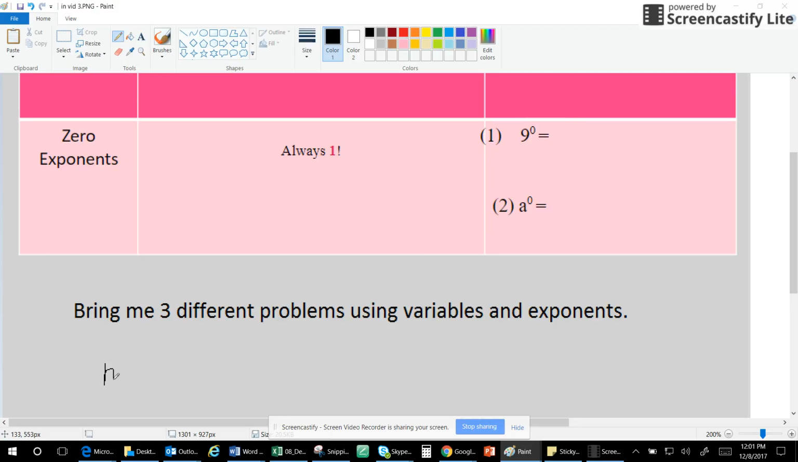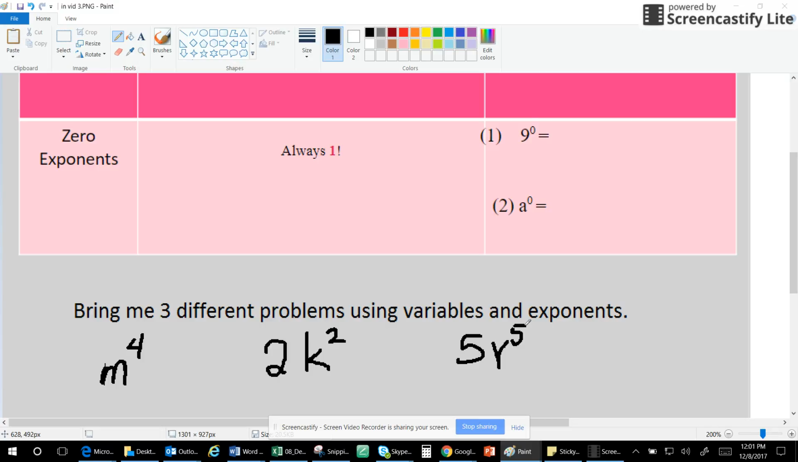M to the 4th. Or you could bring me something like 2k squared. Anything like that. I want 3 of them. Okay? 5v to the 5th. Something like this. Okay? Bring me 3 of them.